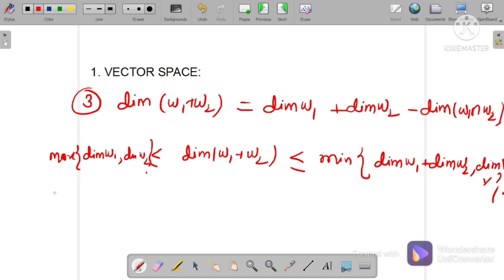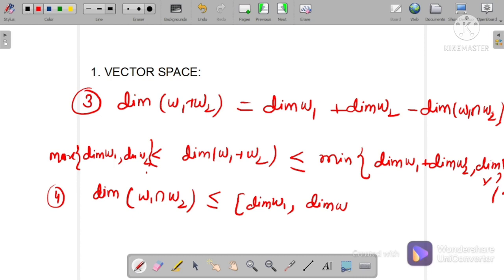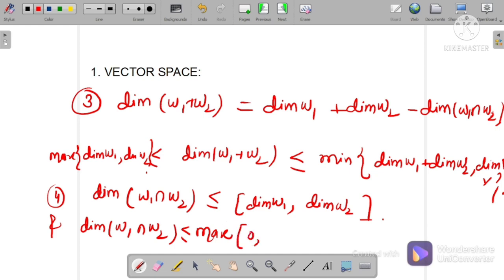The fourth result is: dimension of W1 intersection W2 is always less than or equal to the minimum of dimension of W1 comma dimension of W2, and dimension of W1 intersection W2 is always less than or equal to max of 0 comma dimension of W1 plus dimension of W2 minus dimension of vector space V. These are important results about dimensions of the sum of two subspaces and the intersection of two subspaces.